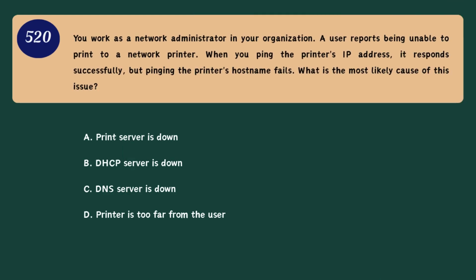Question 520. You work as a network administrator in your organization. A user reports being unable to print to a network printer. When you ping the printer's IP address, it responds successfully, but pinging the printer's hostname fails. What is the most likely cause of this issue? A. Print server is down. B. DHCP server is down. C. DNS server is down. D. Printer is too far from the user.